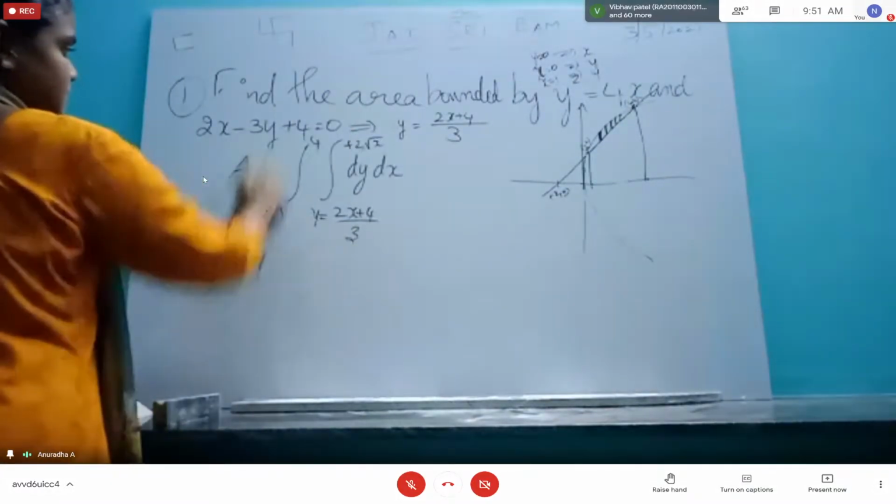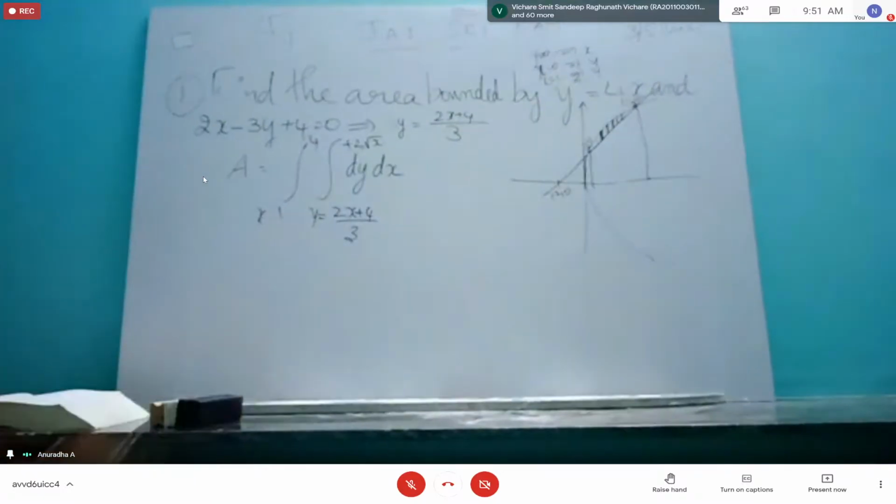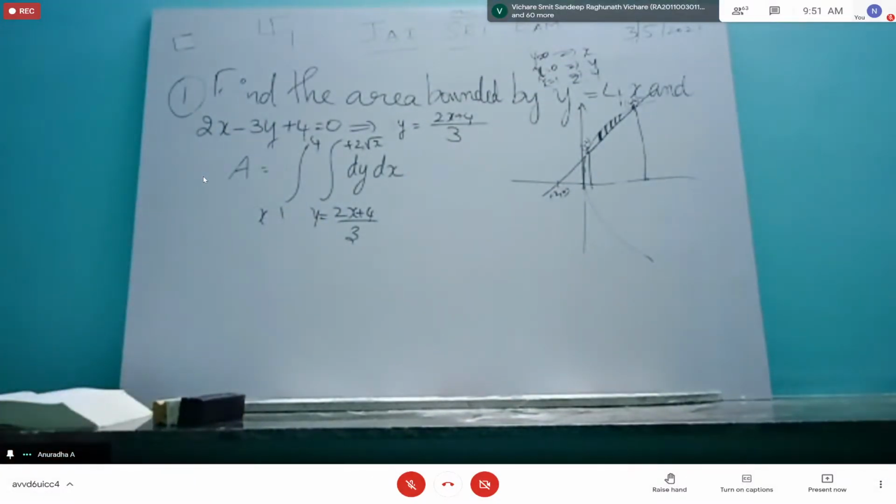Any doubt fixing the limits? Should I say it again? Any doubts in the diagram? Please ask now itself. No, ma'am. This question model is sure question.